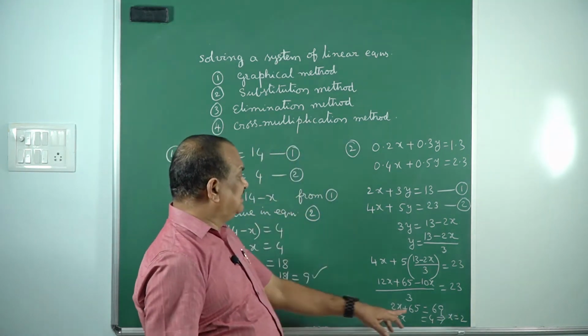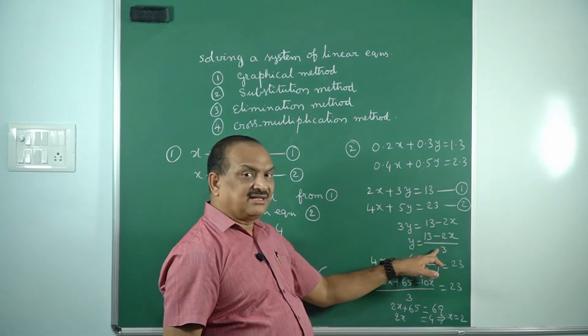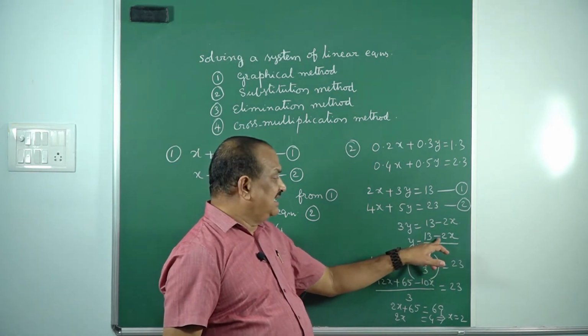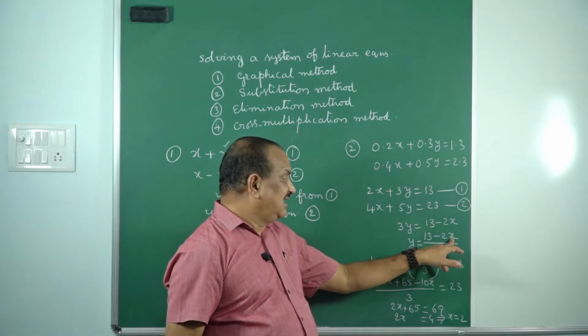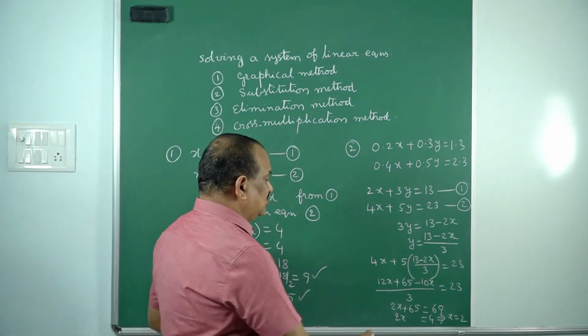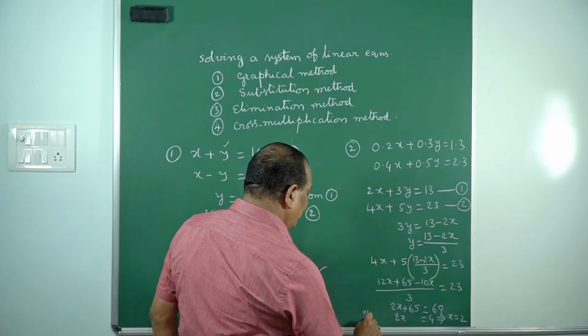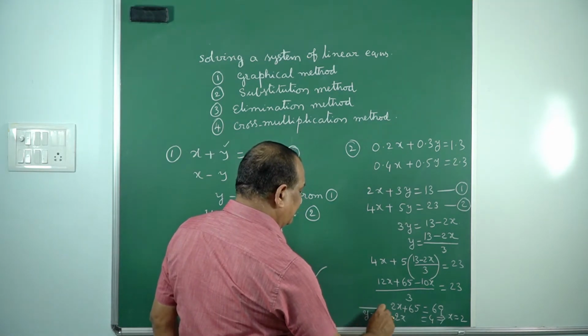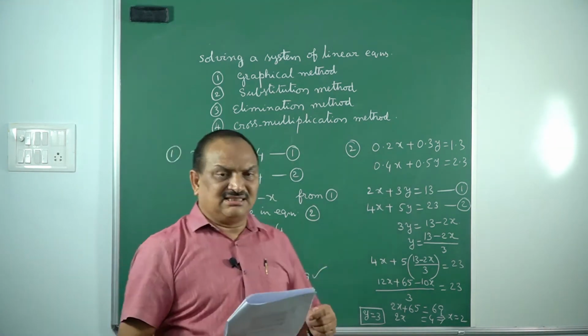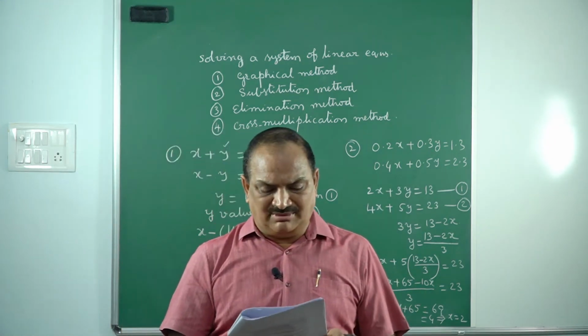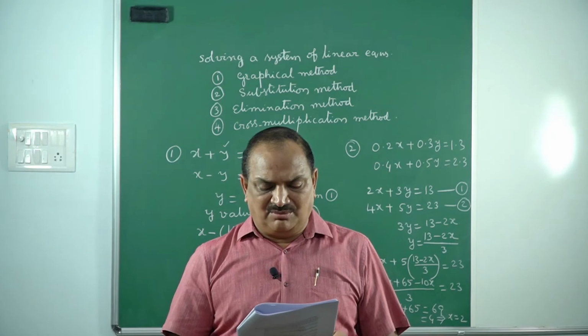Once you got x is equal to 2, you can substitute here: 13 minus 2 times 2, which is 4. 13 minus 4 is 9. 9 on 3 is 3. So if x is equal to 2, y is equal to 3. So this method is the substitution method. We'll take up another problem.